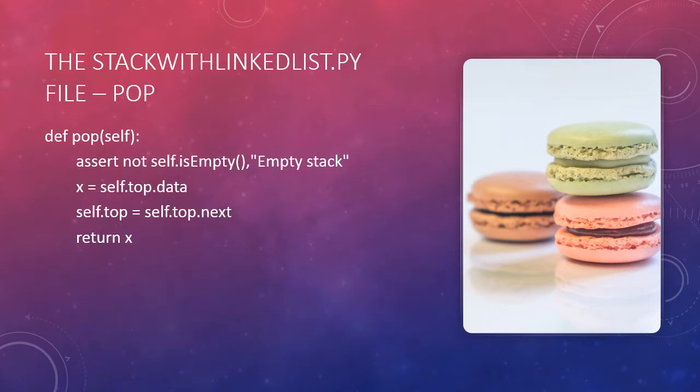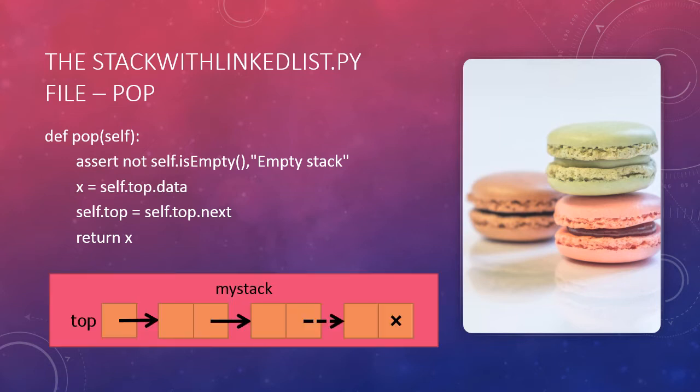Finally, I code the pop function of the class. If the stack is empty, I tell the user that I cannot pop. Otherwise, I am going to store the element present in the first node of the singly linked list in another variable. That variable is x. After I have done this, I am going to make top point to the second node in the singly linked list. In other words, I am going to advance top.